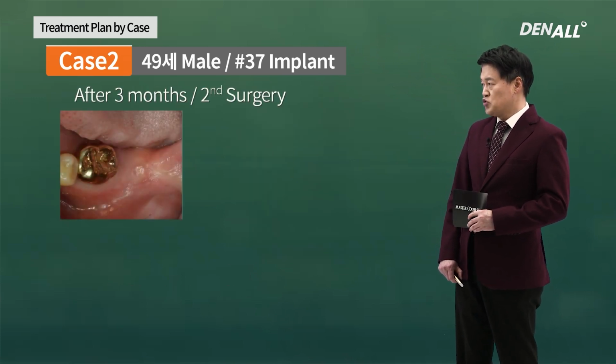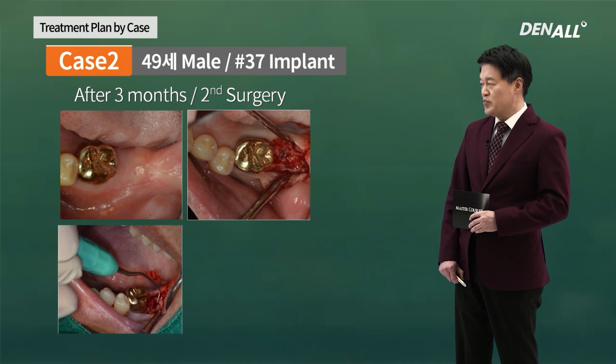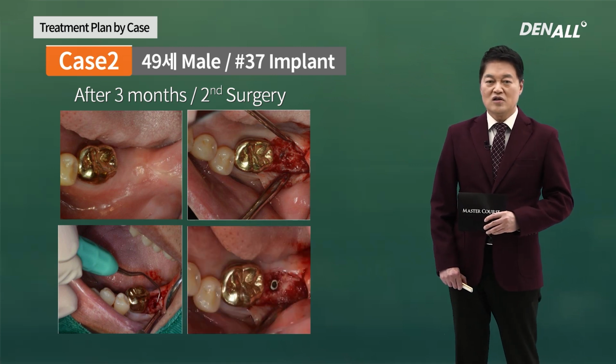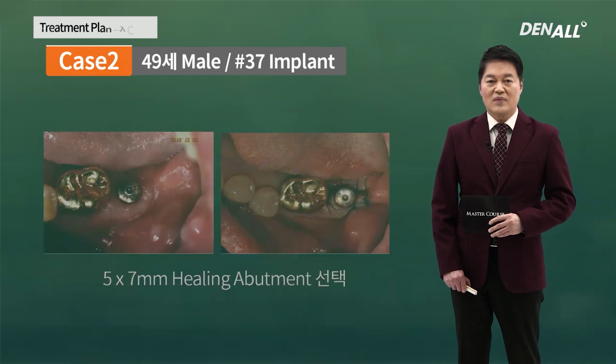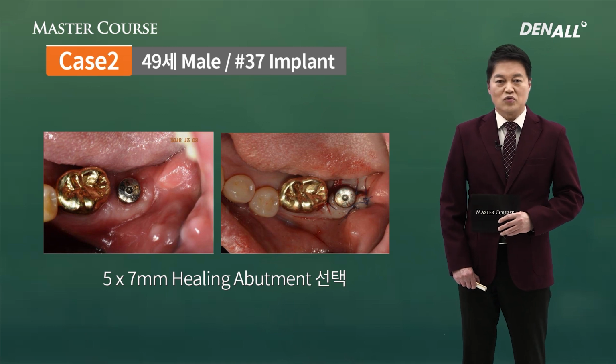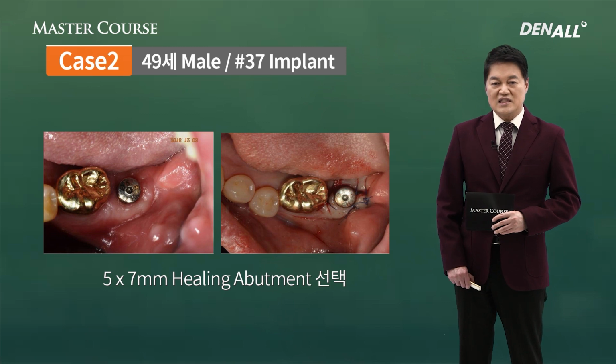Three months later, second surgery was done, incision was done. In the cover screw area, you can see that bone has grown over, and in those cases, in order to find the cover screw, I use a curette and remove bone here, and if you find it, the cover screw is removed. It is removed and changed to a healing abutment, and this is after healing was done.